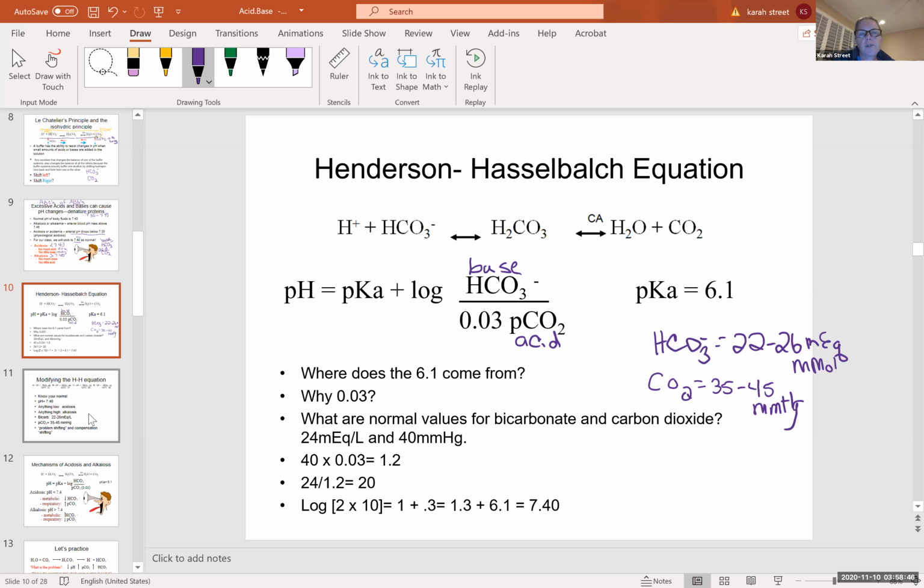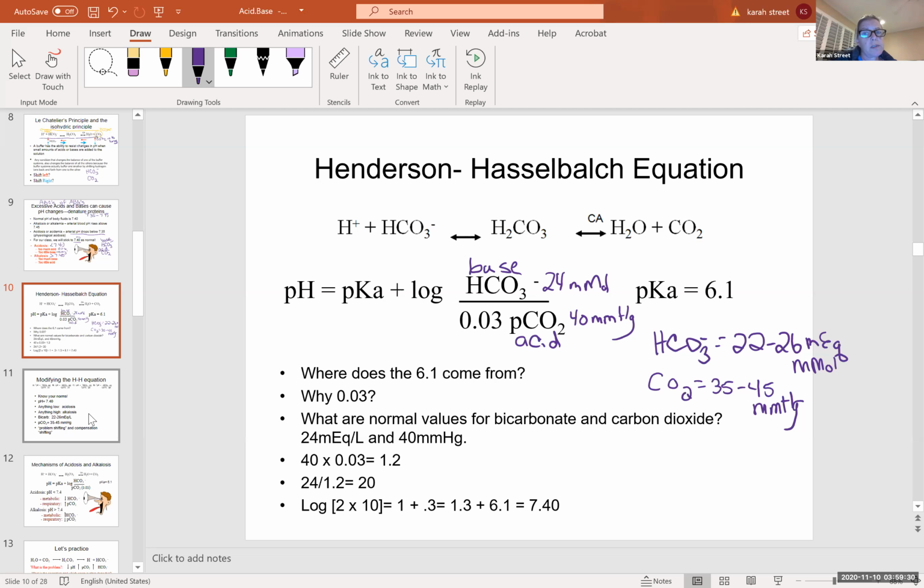pH is one of those rare calculations where there are no units. That's why I like it. It's a naked number. Now, in order for it to be a naked number, we have to get rid of the units, my sweets. Because when you put in base, if you say this is 24 millimolar, and this is 40 millimeters of mercury, please understand, it's not just the numbers you're dividing. You got to get rid of the units.